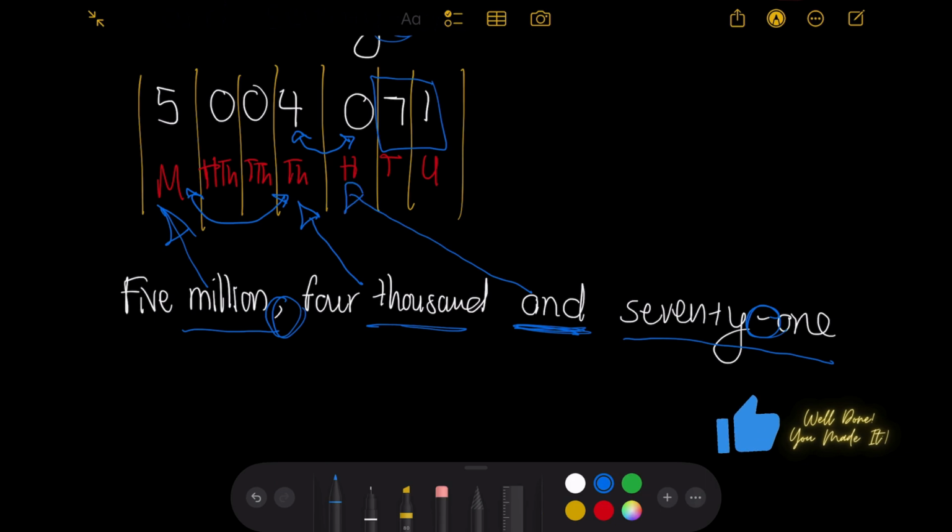Then yes, I hope our time of finding out how exactly to write numbers into actual words was really helpful.